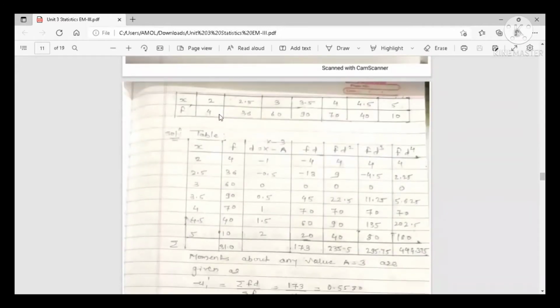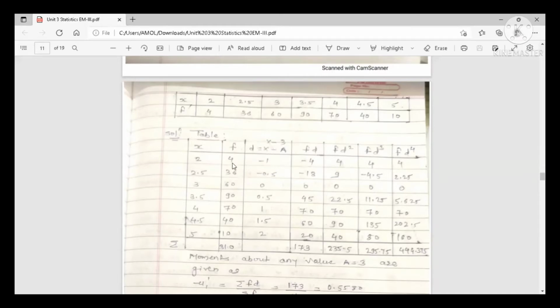This is the data. Now you construct the table. First column, the variable or observation column. Second, the frequency column. Third, you construct the column D, where D is equal to x minus a. A is any value from the variable column. We try to take the middle value here. Suppose a is equal to 3. So your d is x minus 3. Now you do the calculation.